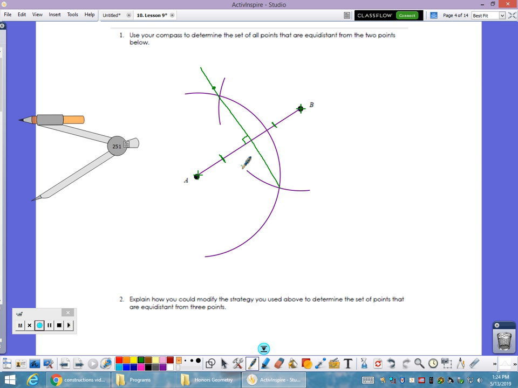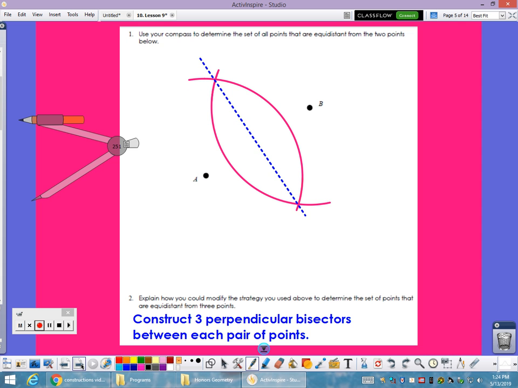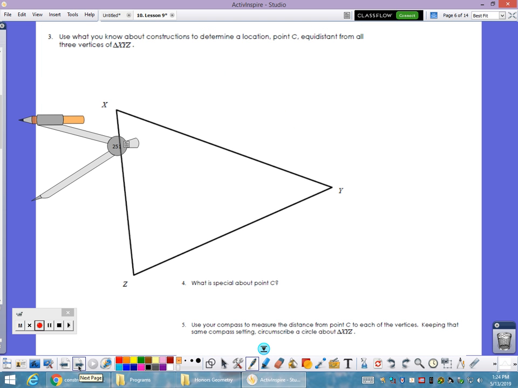All right, explain how you could modify the strategy you used above to determine the set of points that are equidistant from 3 points. Aha! So if I had another point, we want it to be equidistant here, and we want it to be equidistant there. So if we draw all 3 of those, we'll find the one place that's equidistant from all 3. All right. So construct 3 perpendicular bisectors between each pair of points. Cool.